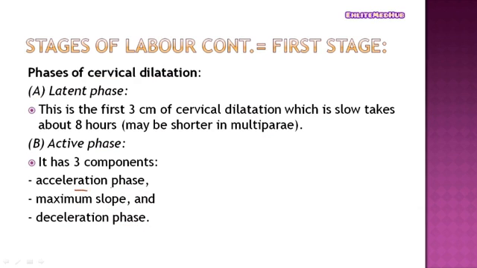So in the acceleration phase, the rate of dilatation of the cervix increases. In the maximum slope, which is the middle of the active phase of the first stage of labor, the rate of dilatation of the cervix reaches its highest point, while in the deceleration phase, the rate of dilatation of the cervix reduces as it nears dilatation of 10 cm.